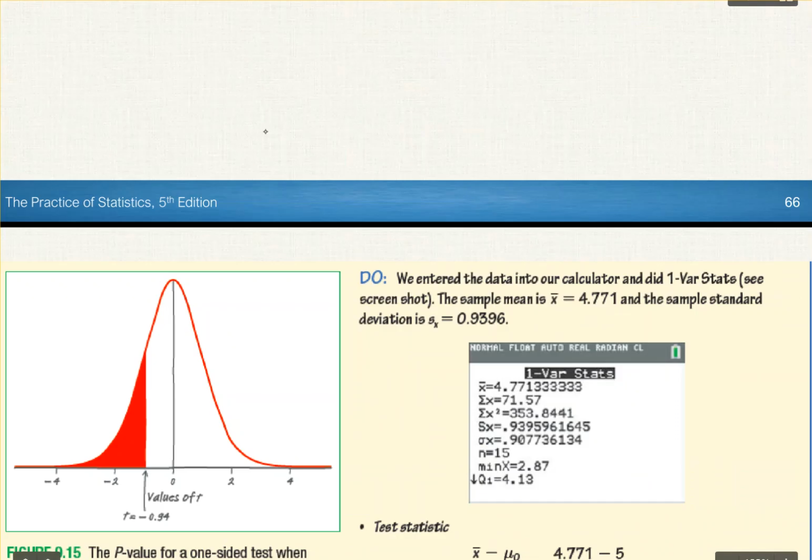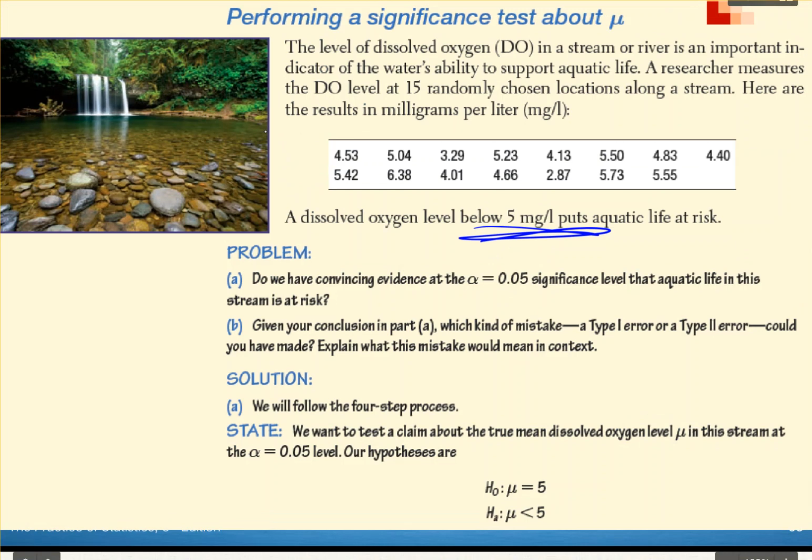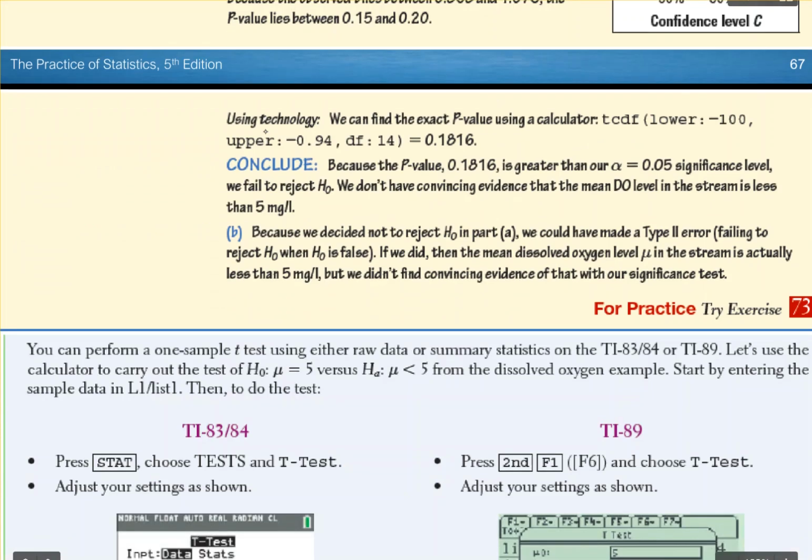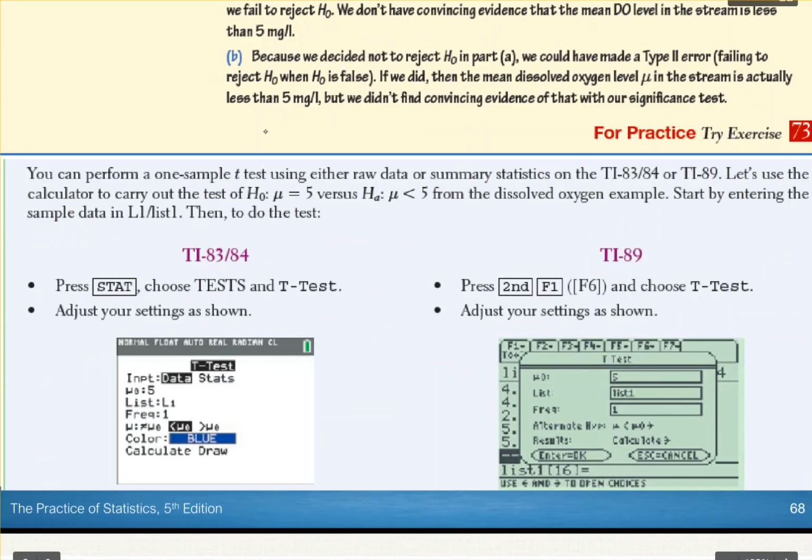Oh yeah, and then the last question asked was what kind of error could you have made, type 1 or type 2? Remember, fail to reject is type 2. So the error we could have made is that we could have failed to reject when we should have, and that means the stream does actually have a value less than 5 milligrams per liter, but we didn't find convincing evidence.